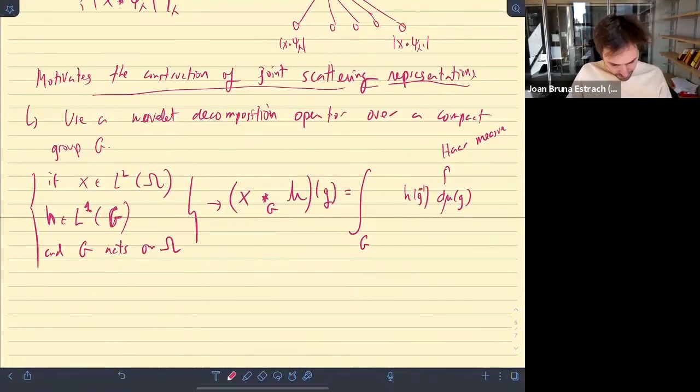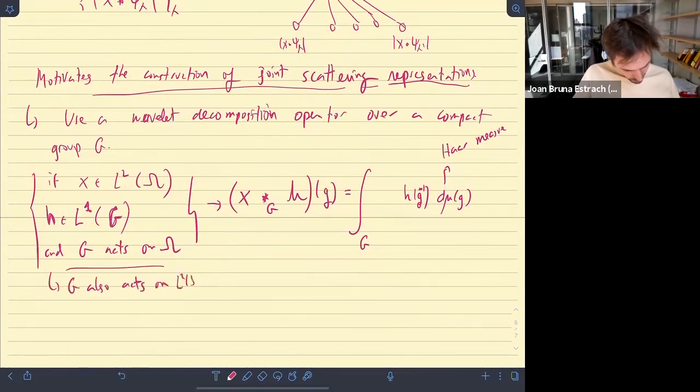For consistency. And now what we need to do is somehow combine x with g. But we know that g is acting on the domain, so in particular it's also acting on the signals of the domain. It means that g also acts on L2 over omega, by the lifting that we described a few times ago. And so this is basically now g times x.